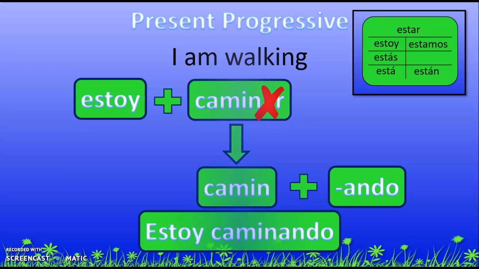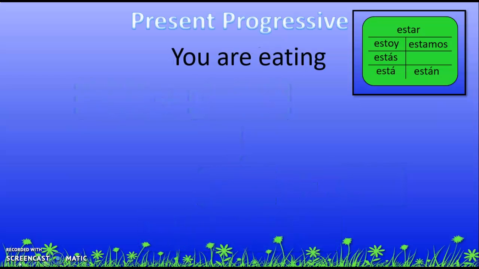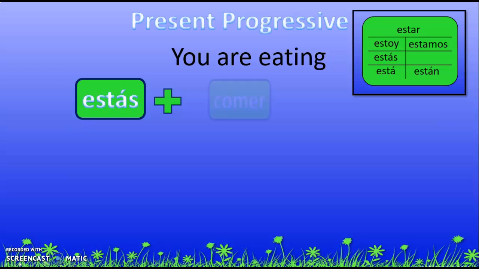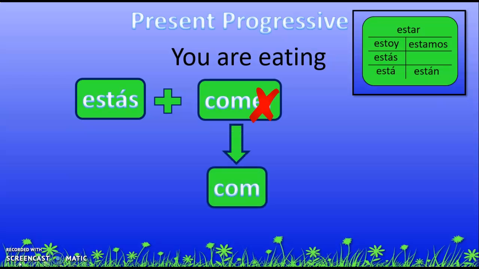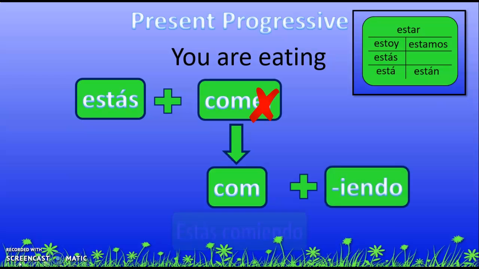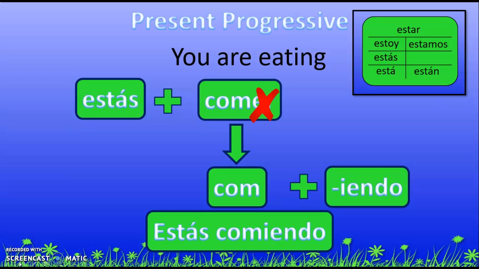So you have the stem plus ando, and now you have a new sentence, estoy caminando, which means I am walking. Here's another example. You are eating. So let's use the informal for you are. So let's use estás plus the verb which means to eat, which is comer. Take off the ER, and then you're left with the stem. And since it's an ER verb, you're going to add yendo to the end. So you would say, estás comiendo. You are eating. Estás comiendo.